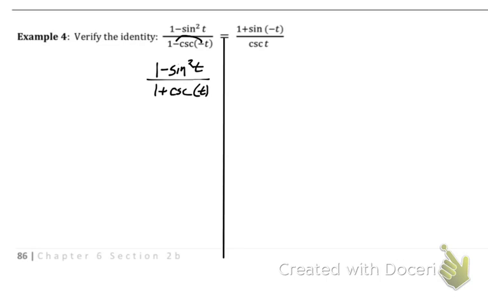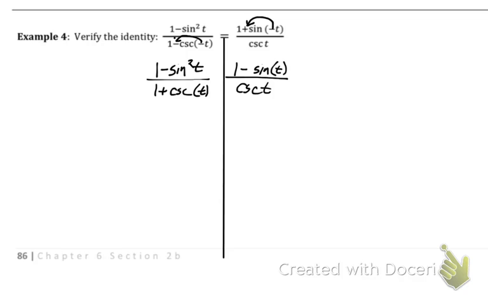That was just bringing that negative sign out in front. I'm going to go ahead and do the same thing to the other side. I'm going to bring that negative out front. Since it's sine, it gets pulled out front. So we're going to have 1 minus sine of t over cosecant of t. Now you might be able to simplify this side.